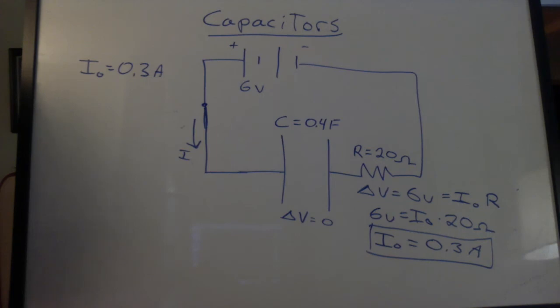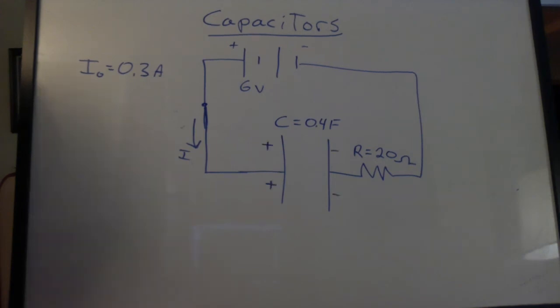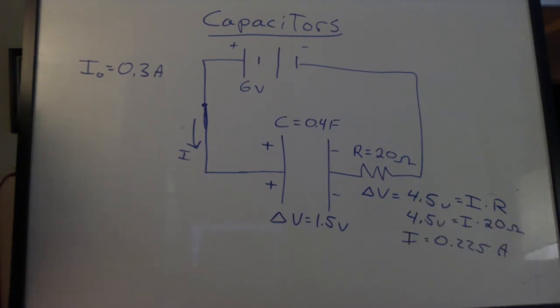Now, after a little while, charges will start to build up on the capacitor. Because these charges are there, there will be a voltage drop across the capacitor. Well, let's just say the capacitor is not full yet. So we'll just say we have a voltage drop of 1.5 volts. In this situation, what do you think the voltage drop will be across the resistor? It has to be the rest of the voltage. What will be the current through the circuit at this point? Again, we can use Ohm's law. The current is now down to 0.225 amps. And we can see as the capacitor starts to fill, the current is dropping.